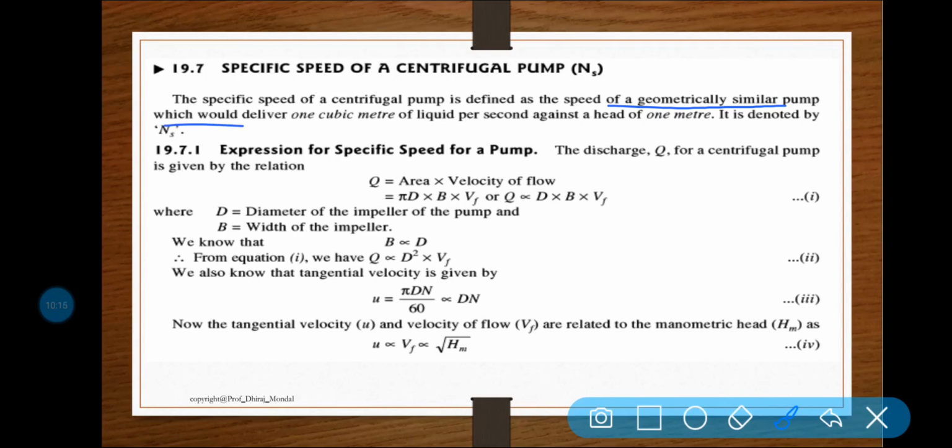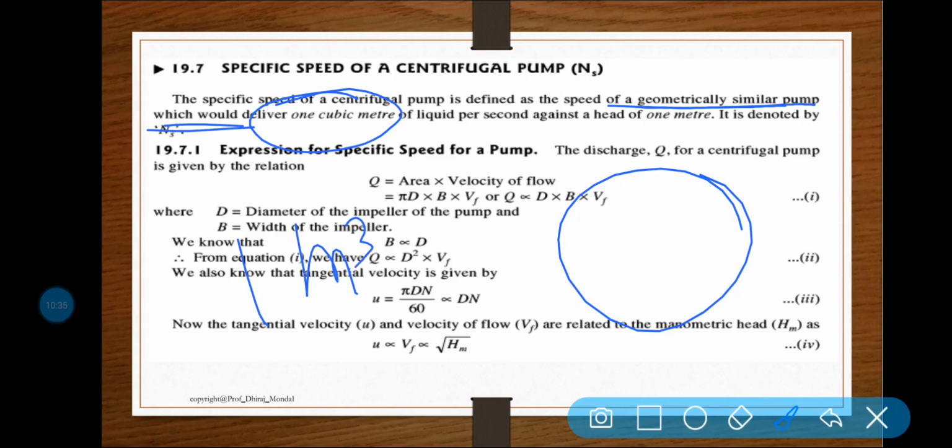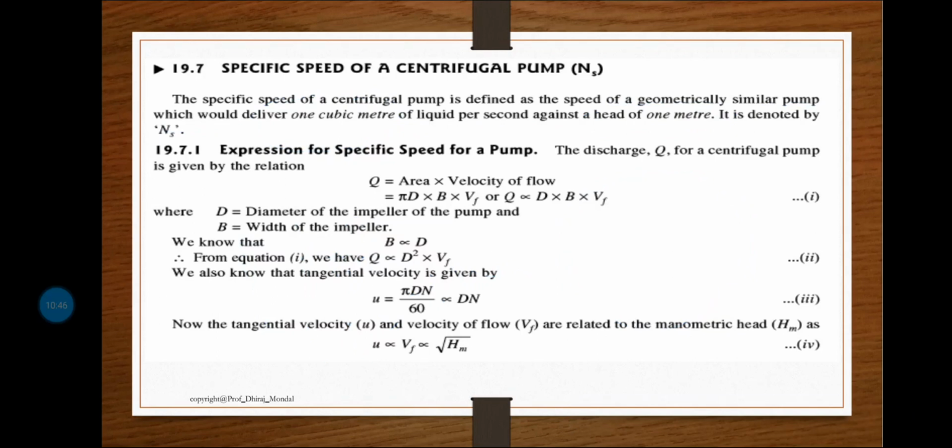In case of a pump, it is basically used for design purposes. If we want to manufacture a large scale pump, then first of all we have to compare it with some model. If it is a geometrically similar pump which would deliver 1 cubic meter of liquid per second against a head of 1 meter, when the head is equal to 1 meter, the speed is denoted by Ns. Clear?